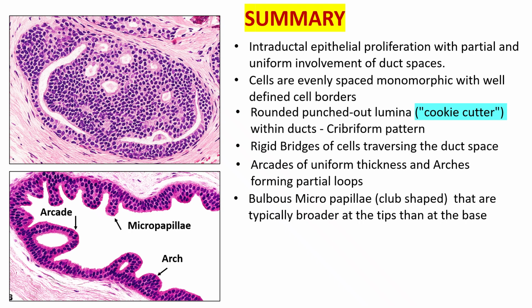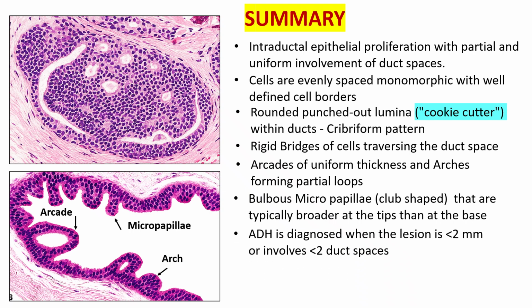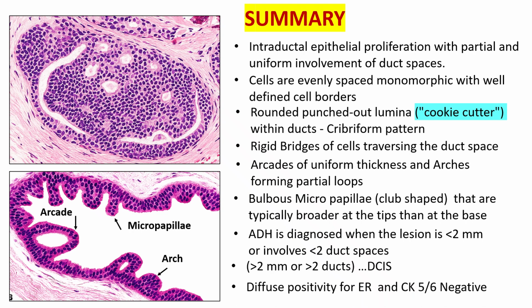Bulbous micropapillae, which are club shaped and typically broader at the tips than at the base, will be seen. ADH is diagnosed when the lesion is less than 2 mm or involves less than 2 duct spaces. When the size is greater than 2 mm or greater than 2 contiguous duct involvement, it is DCIS. Diffuse positivity for ER and CK5/6 negativity will be seen in case of ADH. Here we conclude atypical ductal hyperplasia.